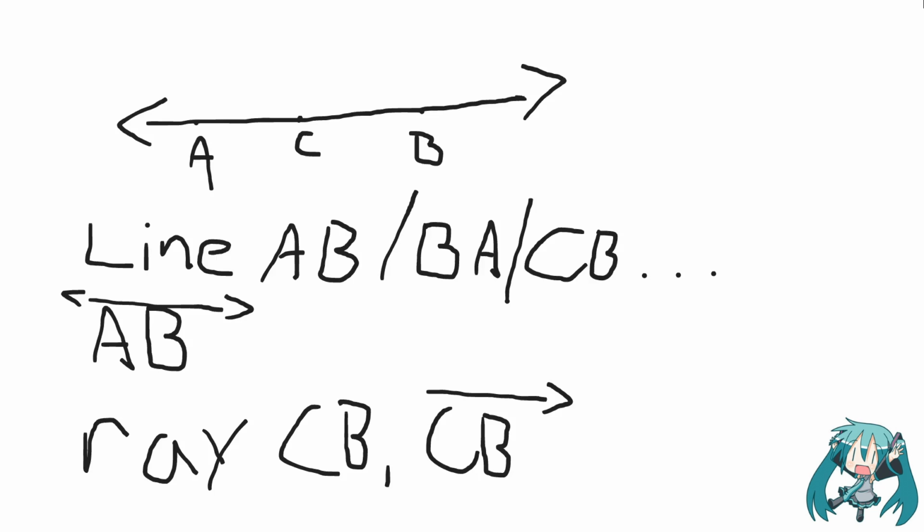If you have AB and it stops at A and B, both are endpoints, and this will be line segment AB. If you want to name this, it will be line segment AB, BA, or you could have AB without these arrowheads.